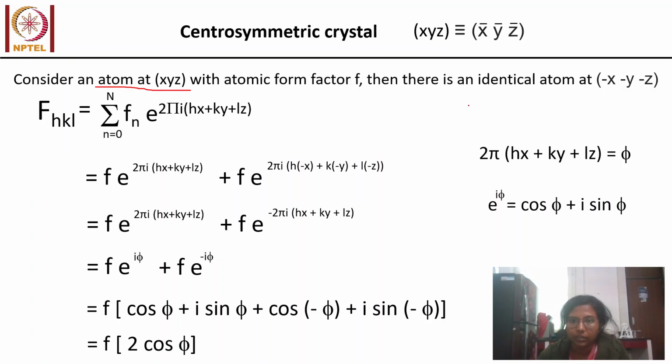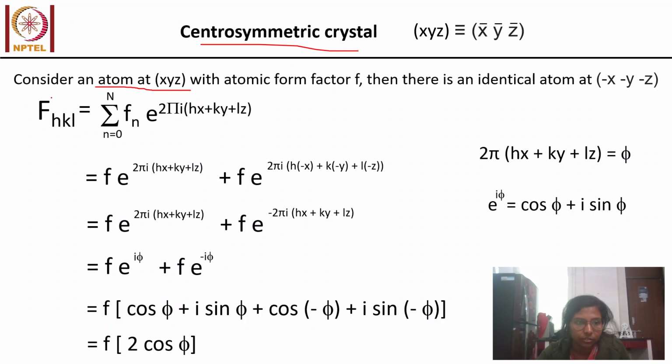If we consider an atom at this position xyz with atomic form factor f, then because it is a centrosymmetric crystal, there has to be an identical atom at the coordinates minus x, minus y, minus z. This is just the basic thing. If we put xyz as equivalent to x bar, y bar, z bar, or minus x, minus y, minus z, then we will get the answer. This is actually very easy.